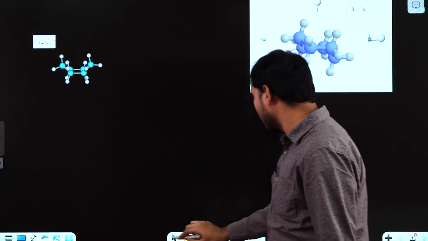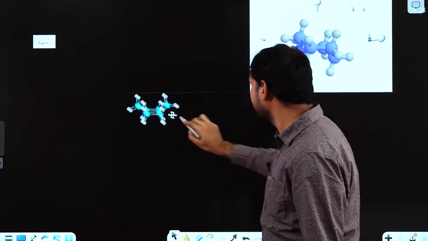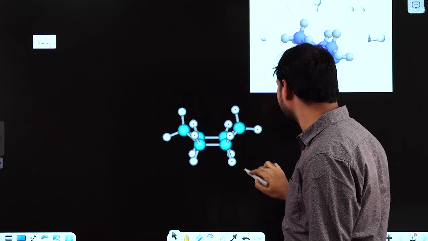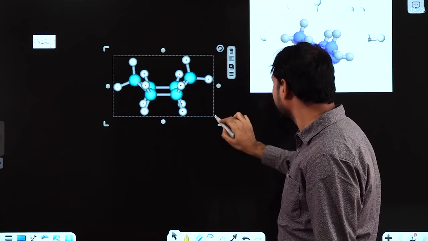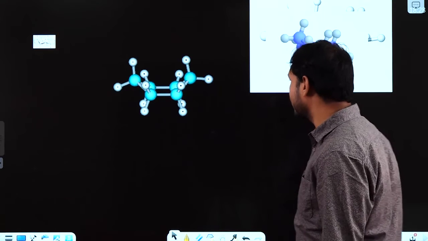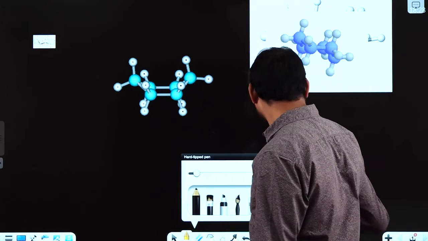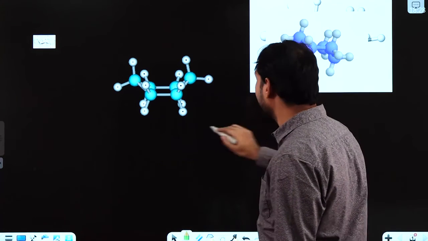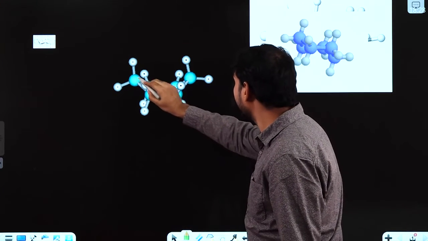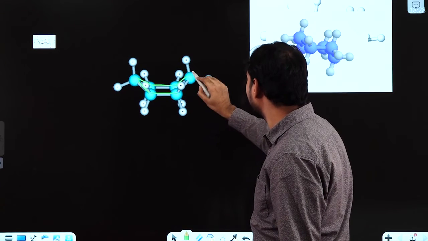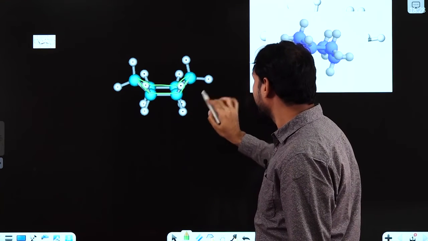Okay, so now take this one. Think about this structure. If you see it in 3 dimensions, you will find that just the color is changed. It is again your boat form only. Okay, clear?